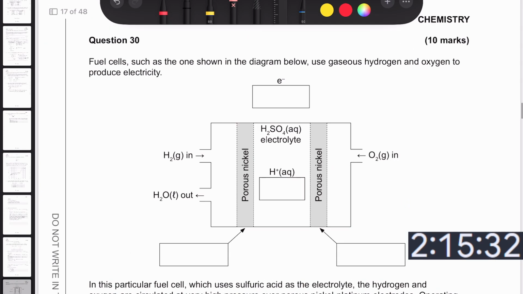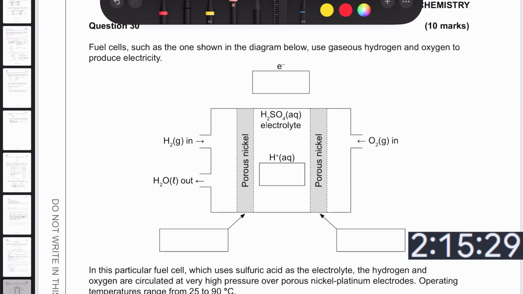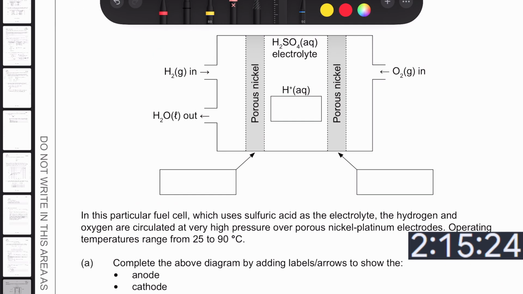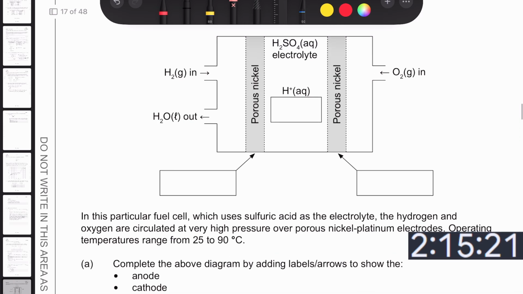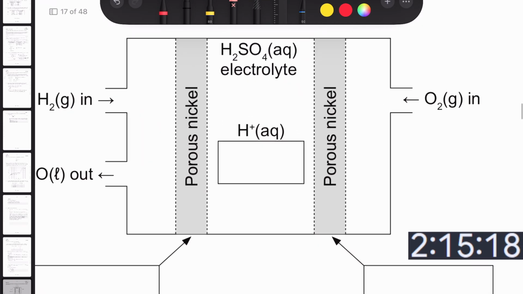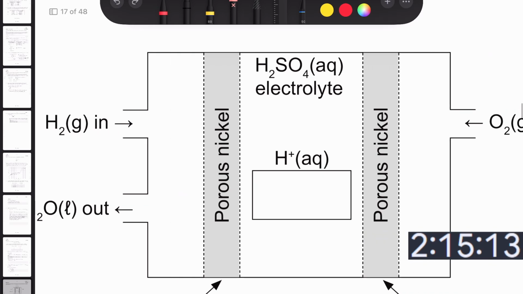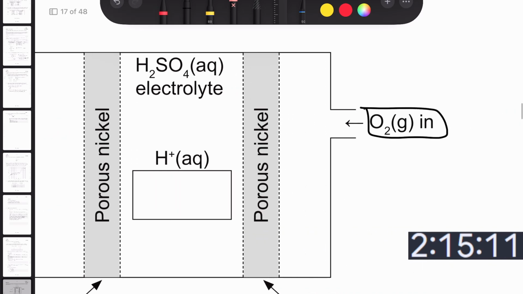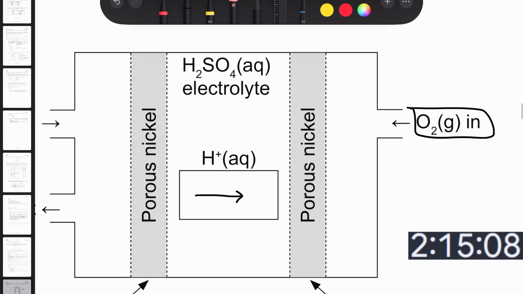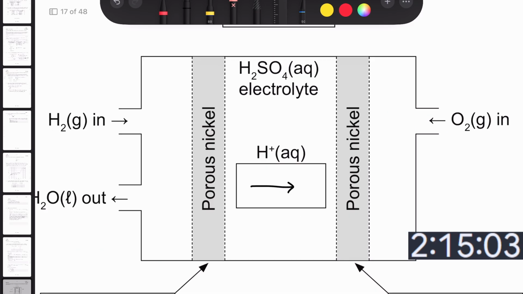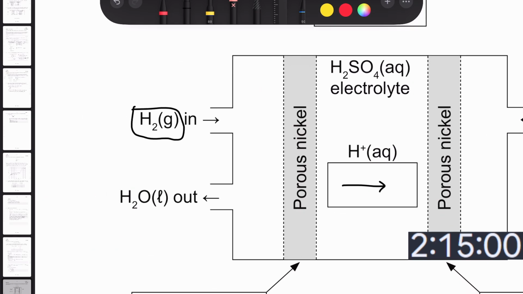Fuel cells, such as the one shown in the diagram, use gaseous hydrogen and oxygen to produce electricity. Complete the diagram by adding labels or arrows to show the anode, cathode, direction of electron flow, and direction of hydrogen ion flow. So hydrogen gas in is going to get oxidized, and this is going to get reduced. But oxygen is usually, surprisingly, the oxidant. That's an easy way to remember it. And whatever hydrocarbon or hydrogen or other gas you put in is going to be the fuel, and the fuel gets oxidized.